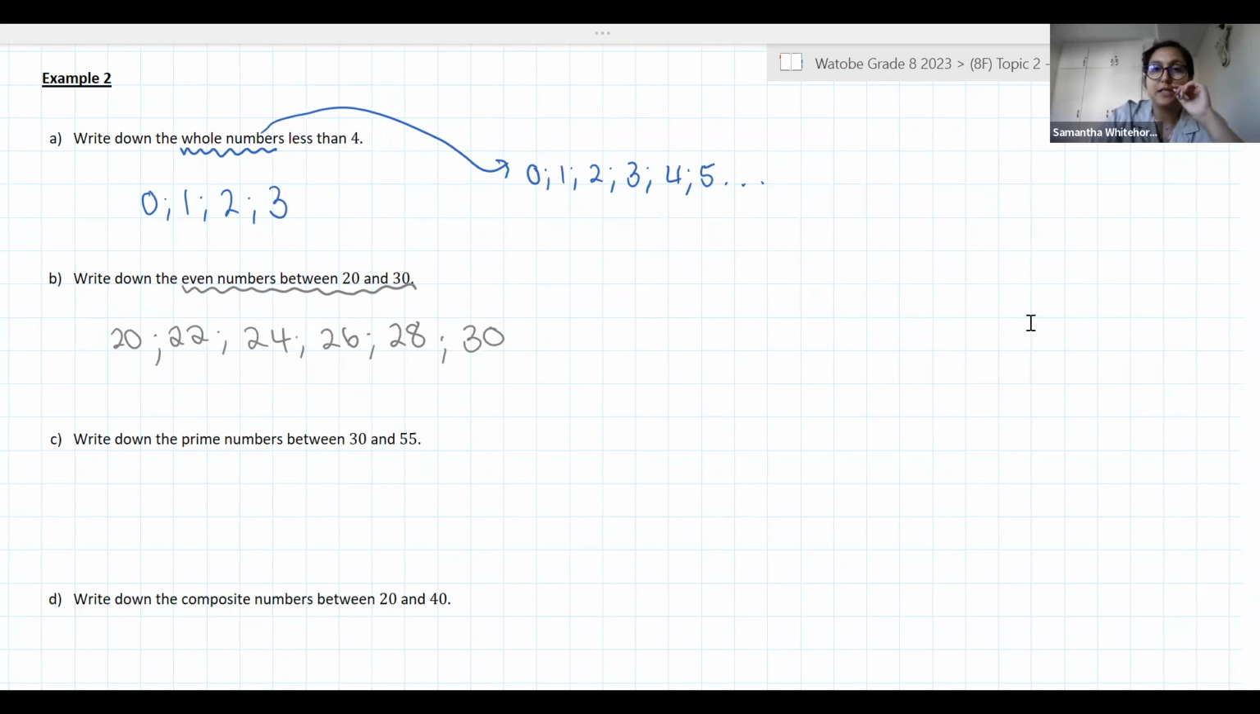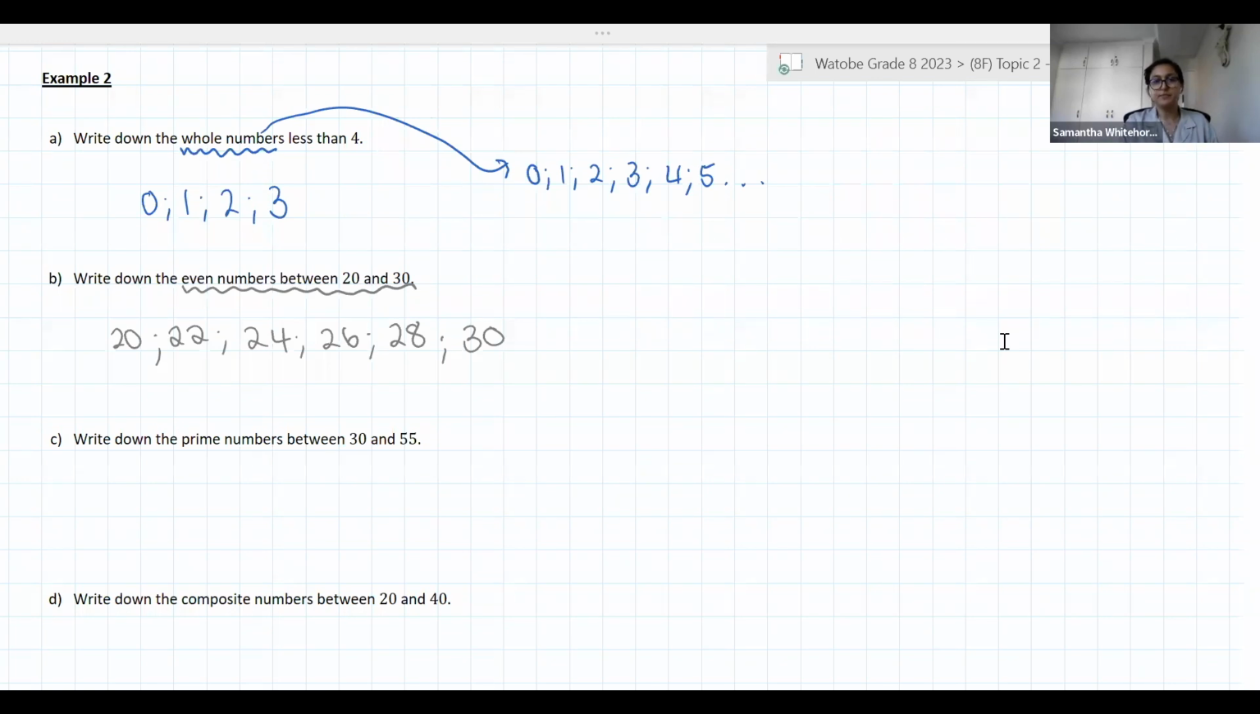Mvuyo and Masashaba, I'm assuming these are hands up for questions. Masashaba, do you have a question? No, ma'am. I want to answer C. Okay, so guys, question C is write down the prime numbers between 30 and 35. Masashaba, I'm just going to give everyone a chance to think about it, and then I'll come back to you in a second.